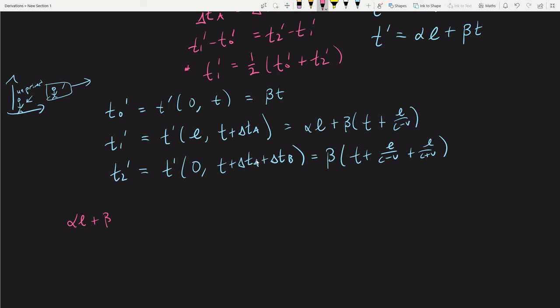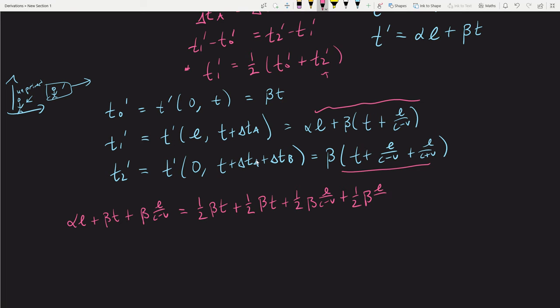plus beta T, which is this guy here, plus, make sure I'm doing this right, beta T plus beta L over C minus V, equals 1/2 T0, which is just beta T, plus 1/2 T2, which is this guy, which is, once again, we get a beta T, plus, I'm going to explicitly write it out, half beta L over C minus V plus half beta L over C plus V.